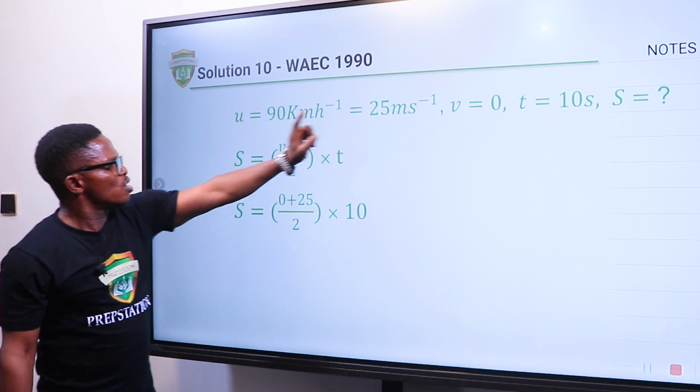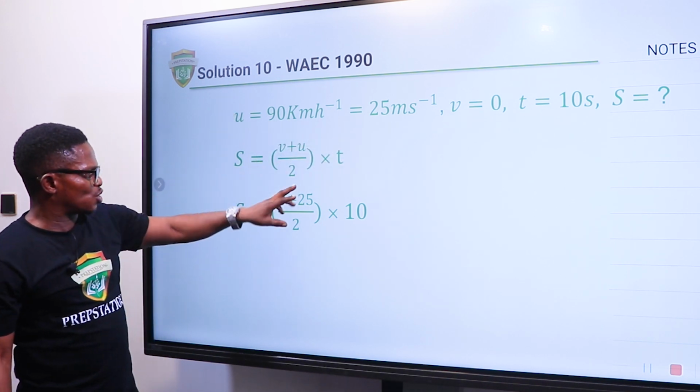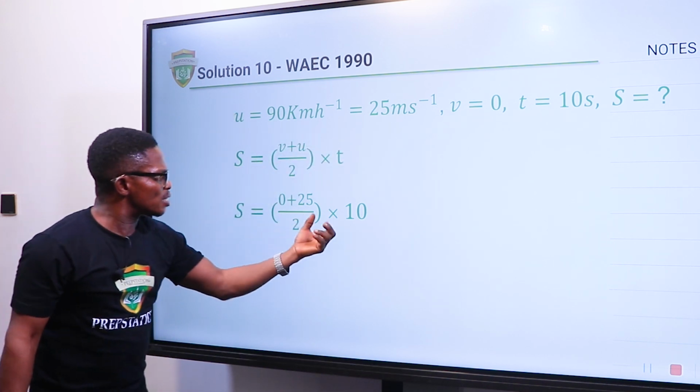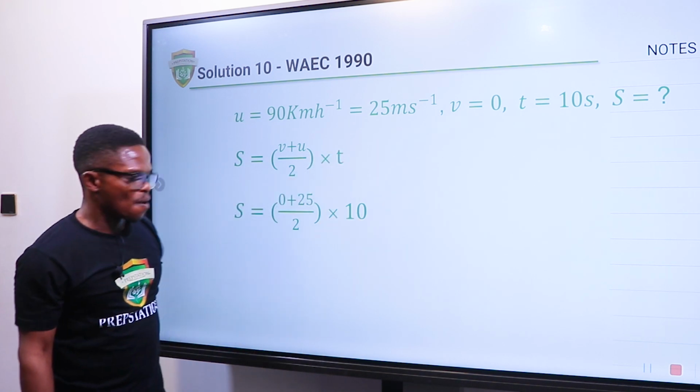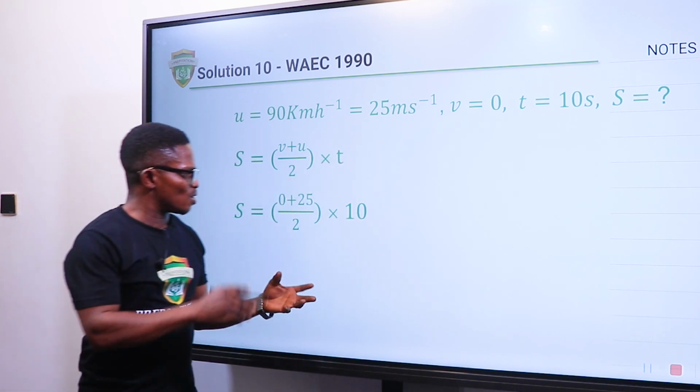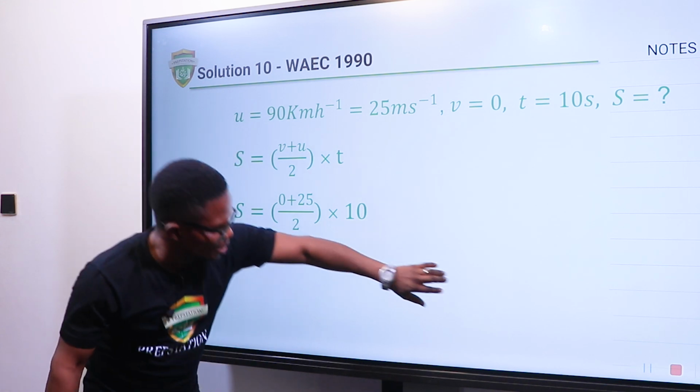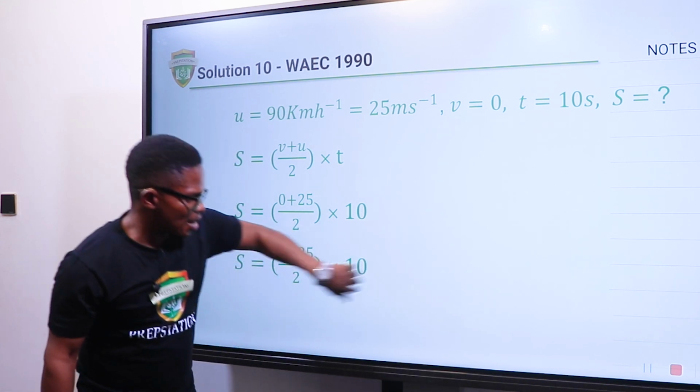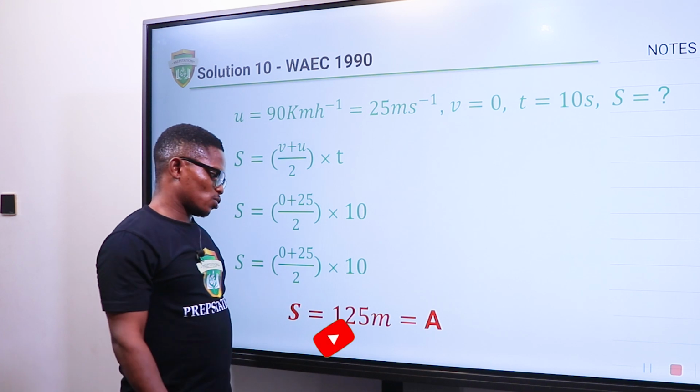Substitute the values. Final velocity is 0, initial is 25, divided by 2, times t. What is t? t is 10. What next? Use your calculator. Just punch the numbers, play with the numbers, and when you do that, your final answer will come out.